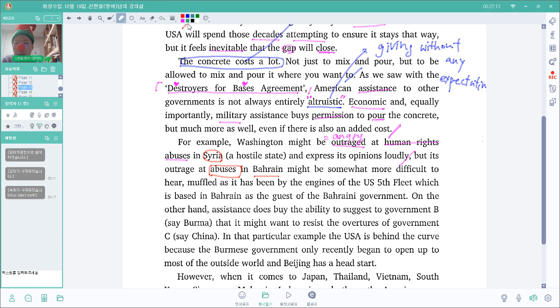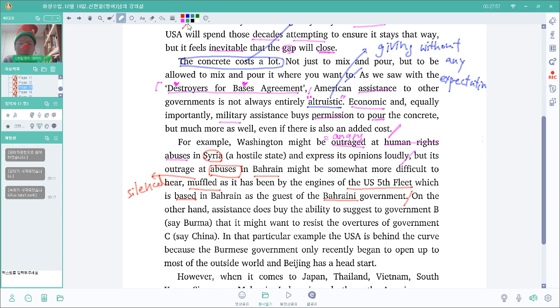You don't hear America blame the Bahraini government, muffled as it has been by the engines of the U.S. Fifth Fleet, which is based in Bahrain as the guest of the Bahraini government. American blame is silenced because the U.S. Fifth Fleet is using the Bahraini base. Since the Bahraini government lets the American Navy use their base, America doesn't really blame them for human rights abuses. Okay, so this is a give and take relationship.